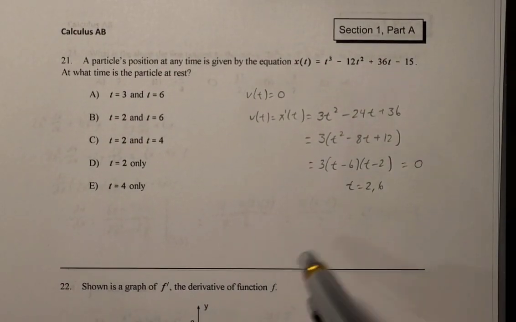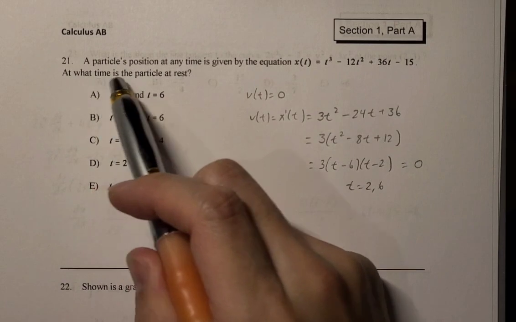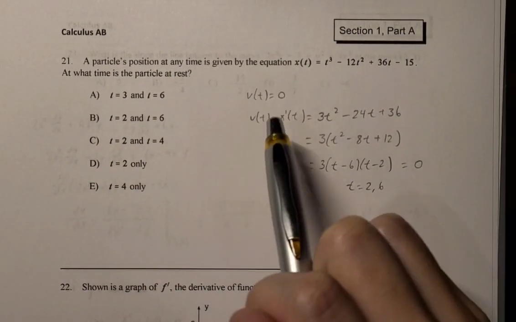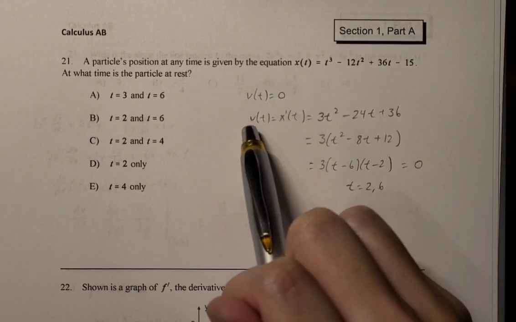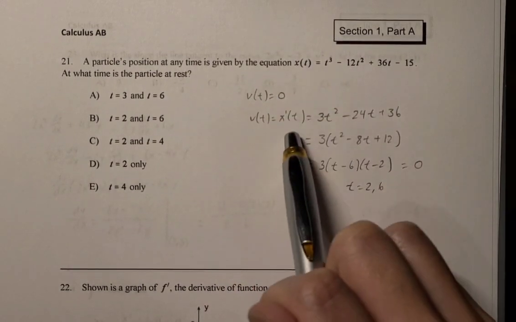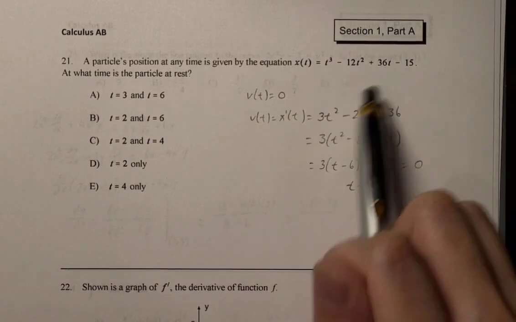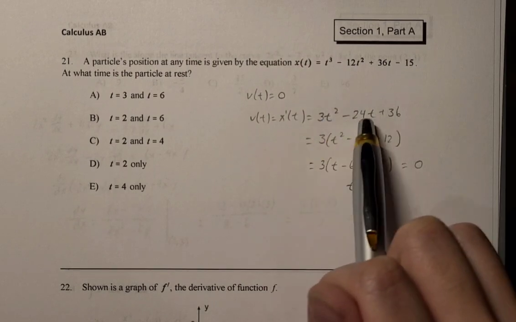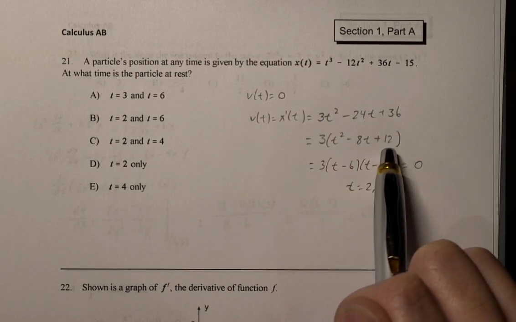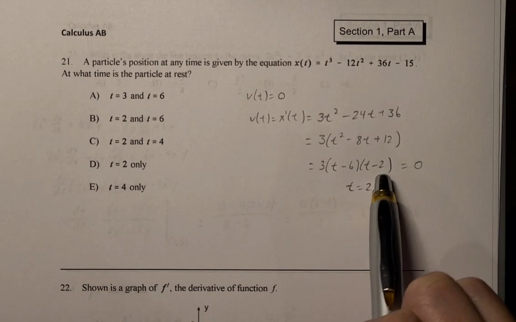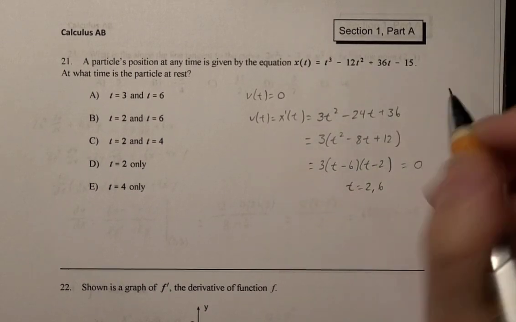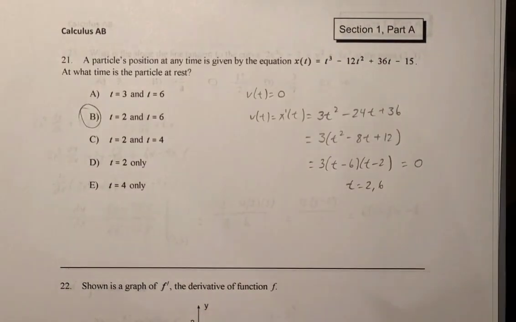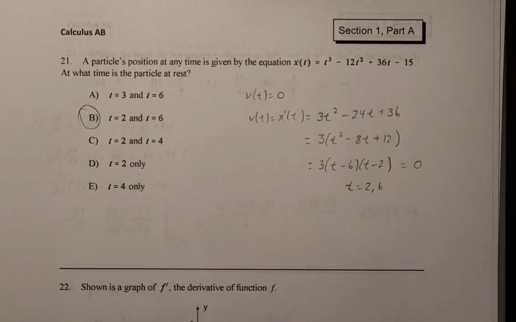The particle's position at any time is given by this equation. At what time is the particle at rest? The particle is at rest when the velocity is 0. Okay, so we need to find when the velocity is 0. Velocity is the derivative of position. So let's differentiate this: 3t squared minus 24t plus 36. I can factor a 3 from everything here. That's what I did. And then this I can factor as (t minus 6)(t minus 2). So our solutions, if we set it equal to 0, are t is 2 and t is 6. That's when the particle is at rest, or when the velocity is 0.